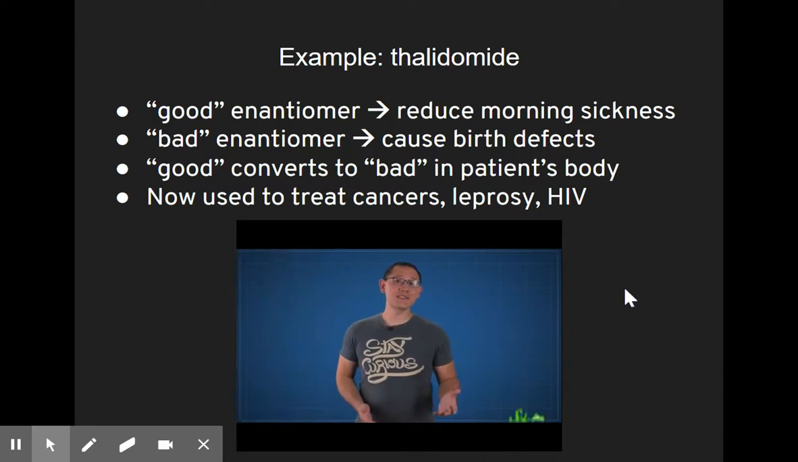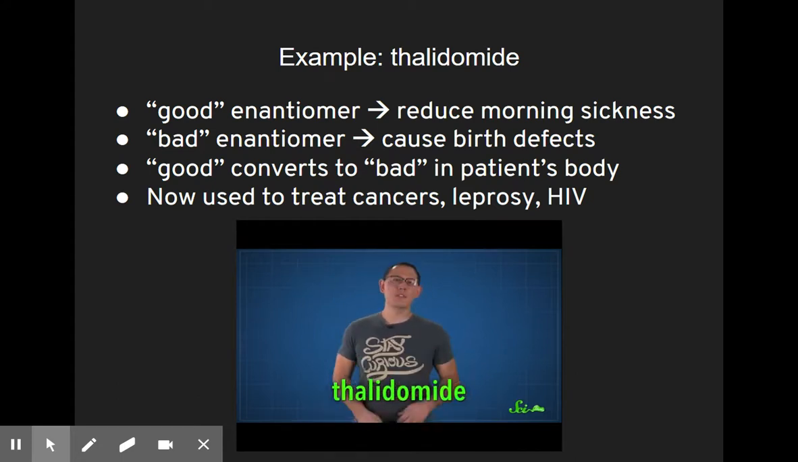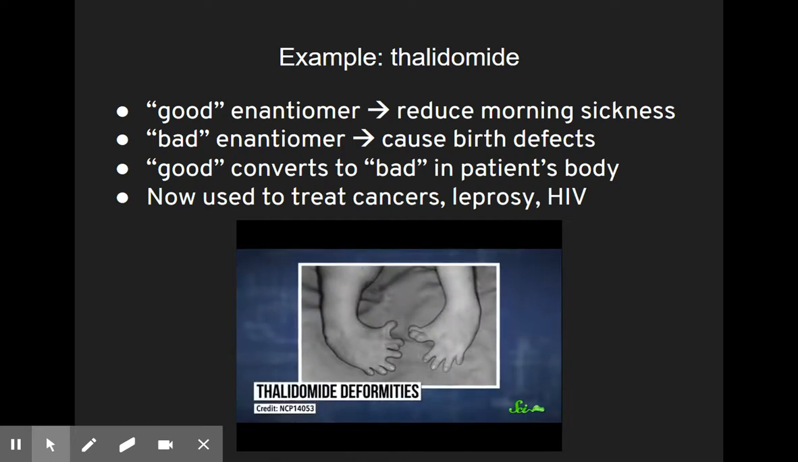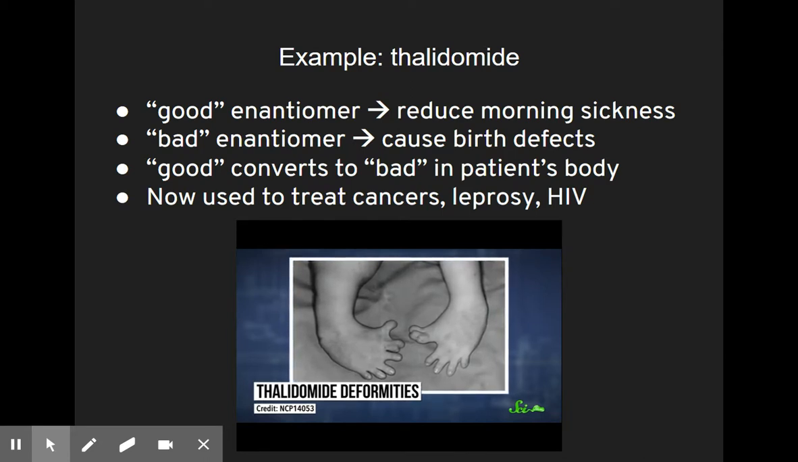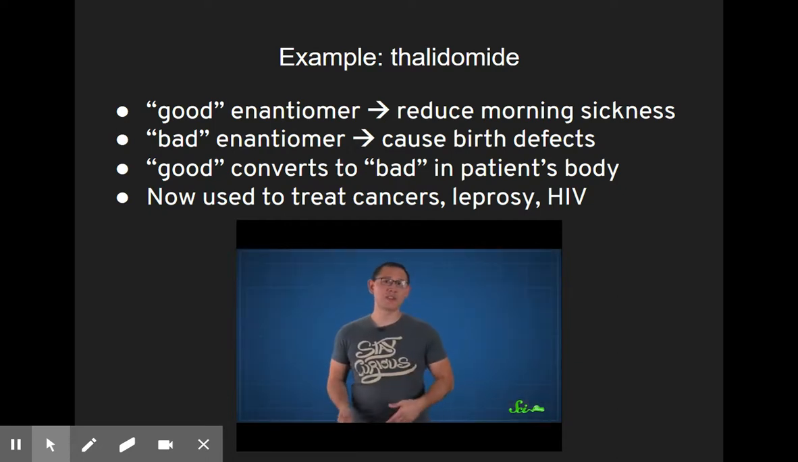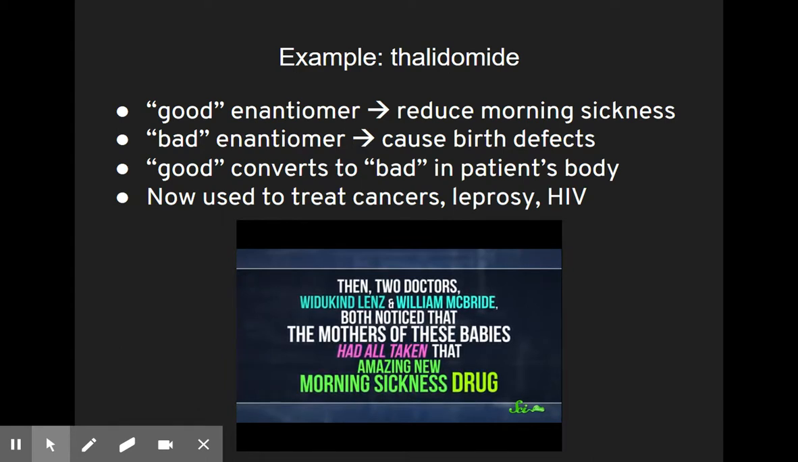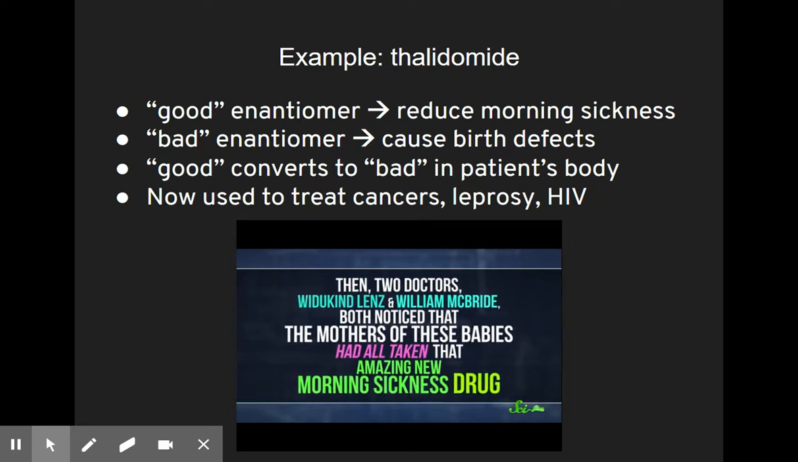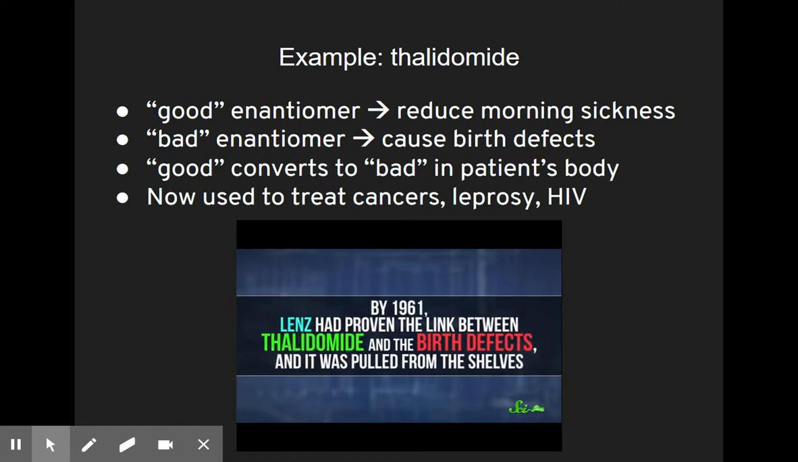On October 1st, 1957, a new over-the-counter drug was introduced in West Germany that was supposed to basically cure morning sickness during pregnancy. It was called thalidomide. Thousands of women purchased the drug and were relieved when their morning sickness disappeared. And everything seemed great until later the next year when thousands of infants were born with severe birth defects, like brain damage and deformed limbs. Doctors noticed the surge, but at first they couldn't figure out what was causing it. Then, two doctors, Widukind Lenz from Germany and William McBride from Australia, both noticed that the mothers of these babies had all taken that amazing new morning sickness drug. By 1961, Lenz had proven the link between thalidomide and the birth defects, and it was pulled from the shelves.